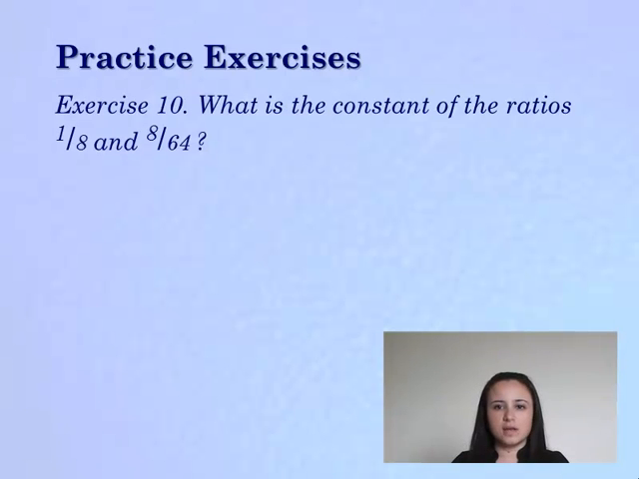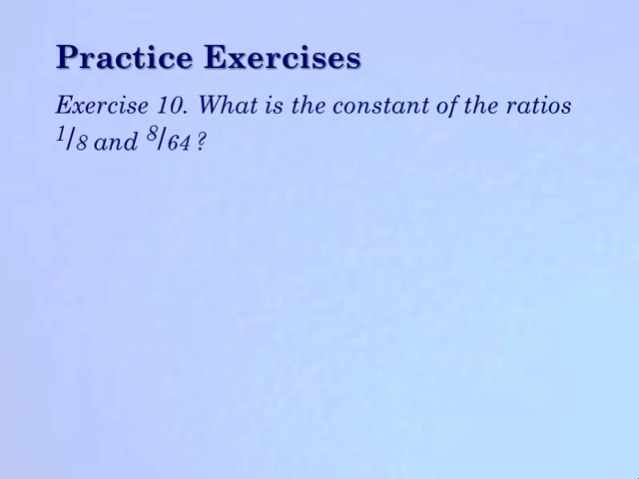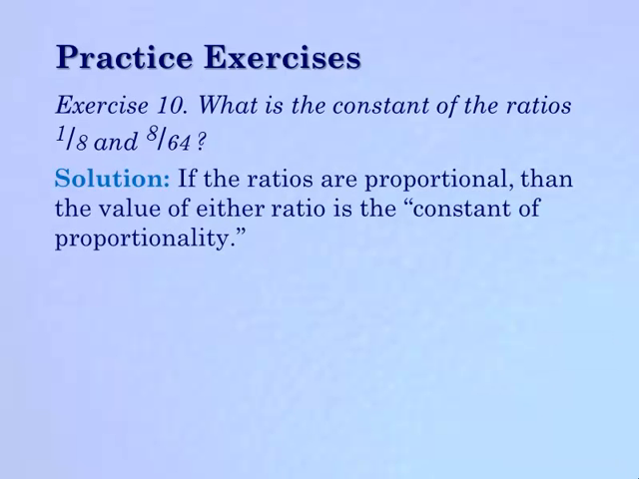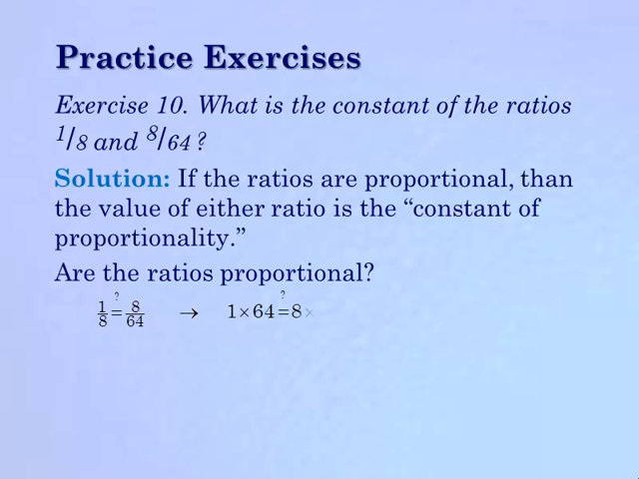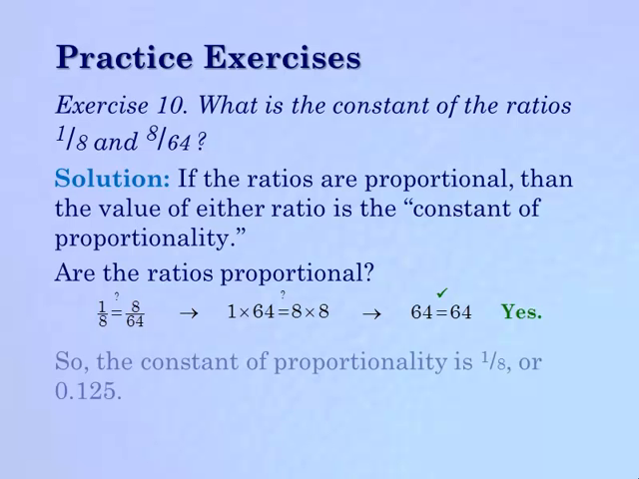Now, what is the constant of the ratios 1 to 8 and 8 to 64? Well, if the ratios are proportional, then the value of either ratio is the constant of proportionality. So let's first check if those ratios are proportional. Just like we did in the previous exercise, is 1 to 8 equal to 8 to 64? We go ahead and cross multiply, and sure enough, 64 equals 64, so yes, they are proportional.